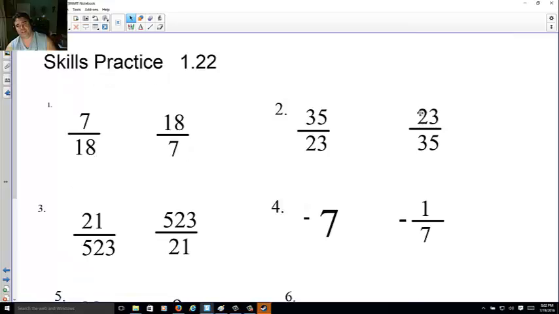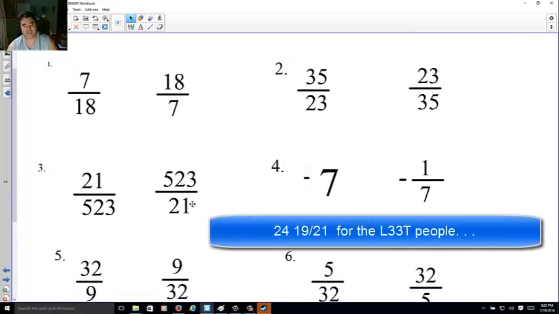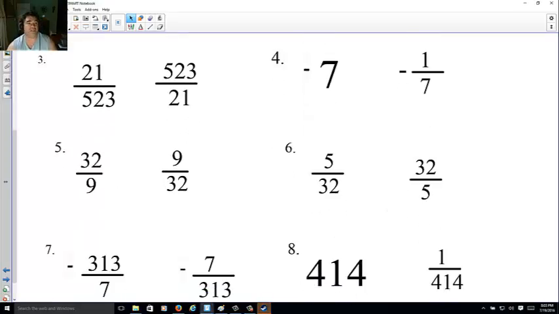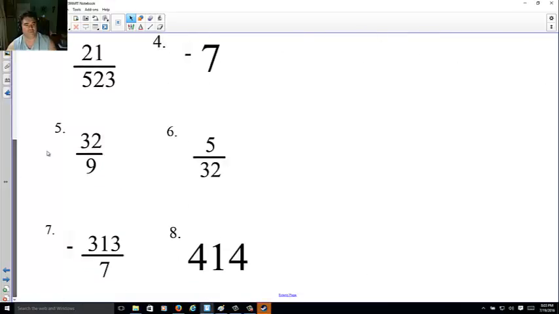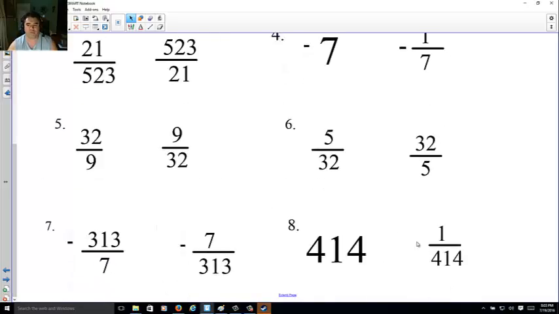Well, I get 18 over 7, 23 over 35. This flips. I did not reduce this down. If you did, that's wonderful. I just left it. Here, negative 1 over 7, 9 over 32, and 32 over 5, which again, you could make 6 2/5 if you're so wanting. Oh, there was a 7 and 8. Go ahead, take the 7 and 8, flip them. All right. 7 and 8, here's the reverse right here.